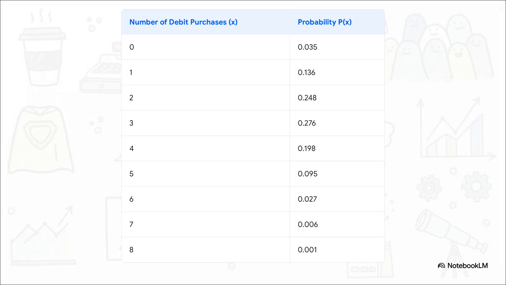And here it is. This is our complete map of the future. Look at this. What's the probability that none of the 10 customers use a debit card? Well, it's about 3.5%. What about the chance that exactly 1 person does? That's up to 13.6%. This table just lays it all out for us, the likelihood of every single possible outcome, all thanks to that binomial distribution.